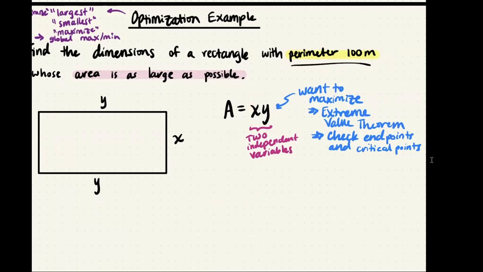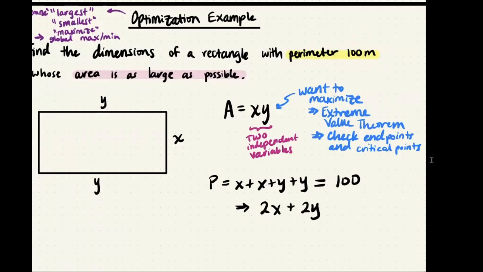The perimeter is 100 meters. The perimeter of a rectangle is the sum of all the sides. So x plus x plus y plus y, and I know that the perimeter of this rectangle is 100 meters, so 100. So really, I know that 2x plus 2y equals 100. I didn't even really need to give this a name P because I'm not going to use that P anywhere else. So let me go ahead and erase that so I don't confuse myself later. And I'll just make a note that this was the perimeter.